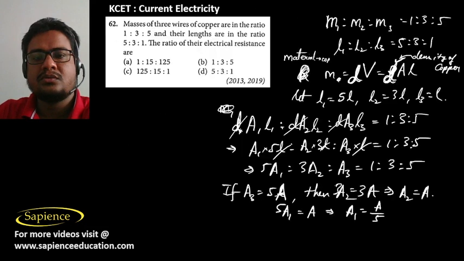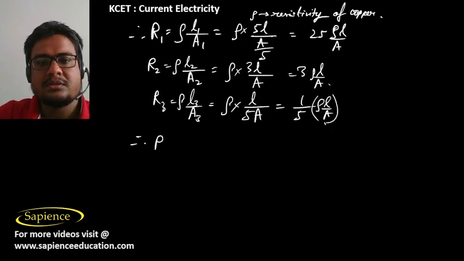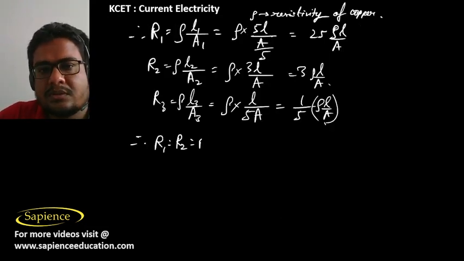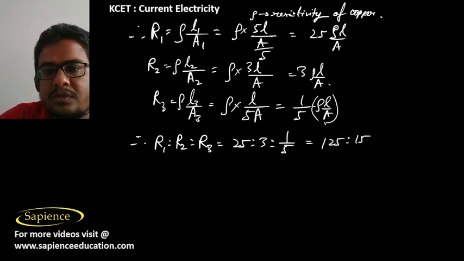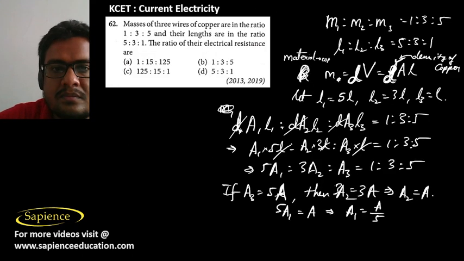Therefore, the ratio of their electrical resistances, R1 is to R2 is to R3, will be equal to 25 is to 3 is to 1 by 5. We can multiply all of them by 5, so this will be 125 is to 15 is to 1. So option C is the correct answer.